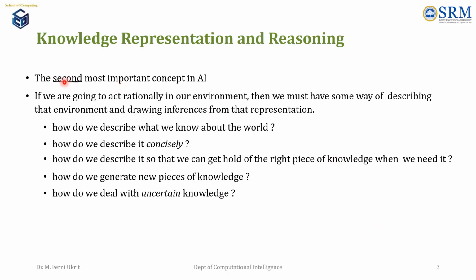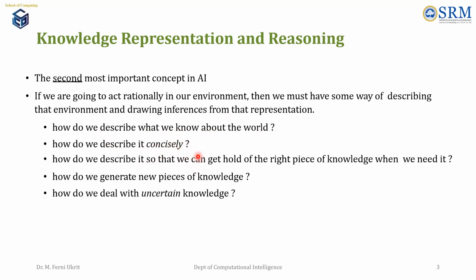Now coming to the next part. The second most important concept in AI is knowledge representation and reasoning. Here we need to ask ourselves some questions, like how do we describe what we know about the world? Any data, or any real-time scenario, we need to know how we describe the world. And once we have got some information about it, how are we going to give a clear-cut idea about the particular information?